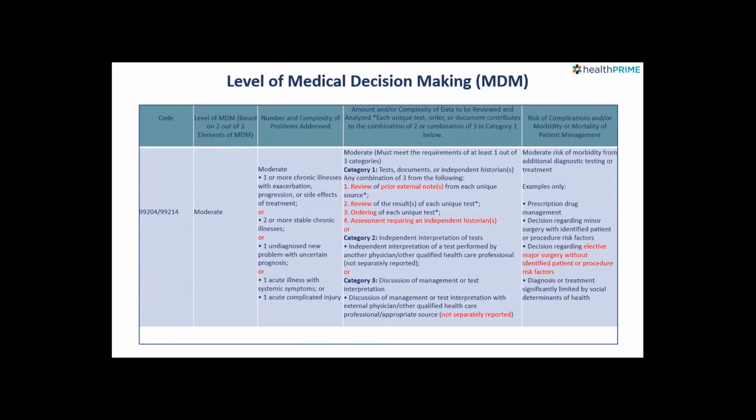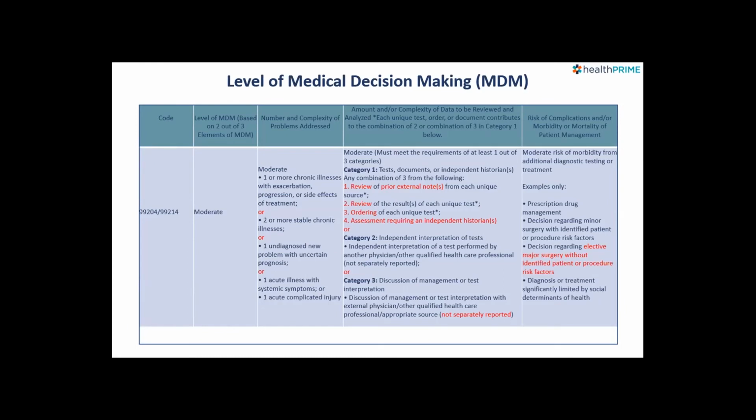For level 4 visit, the MDM level remains the same, which is moderate. The problem point remains the same, and the risk, how we were reaching the risk, is on the basis of prescription drug management, or if there is an elective major surgery performed without an identified patient risk, or a minor surgery with identified patient risk. So the risk, number of problem points, and the level remain the same.